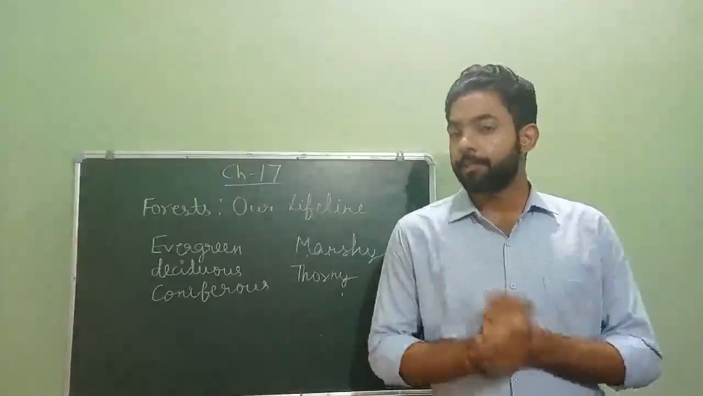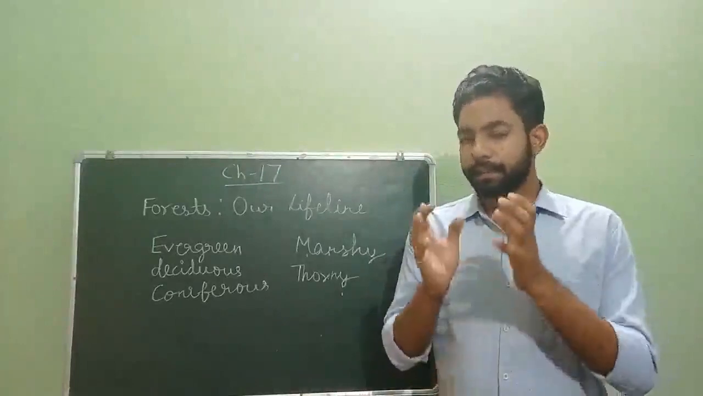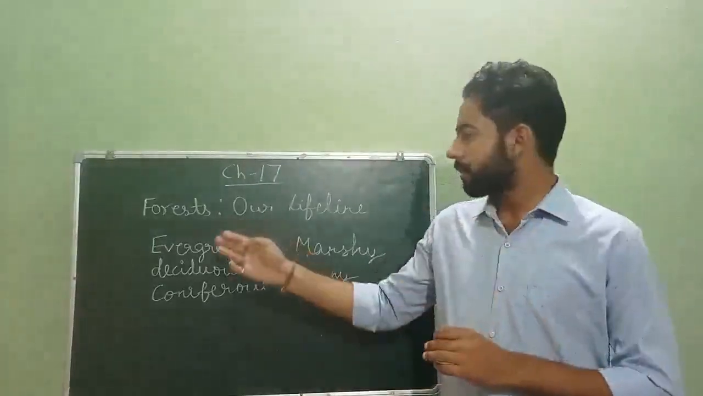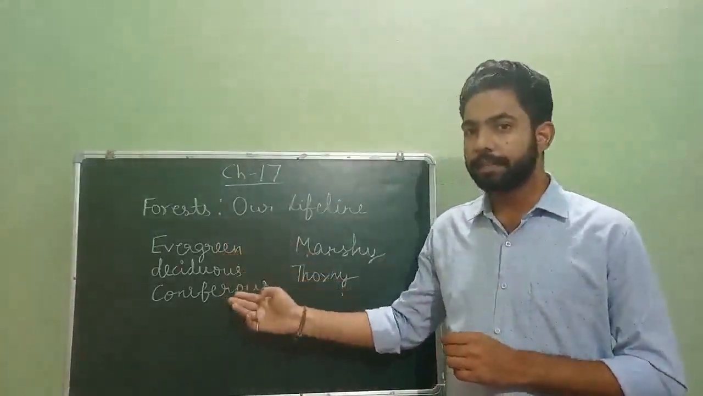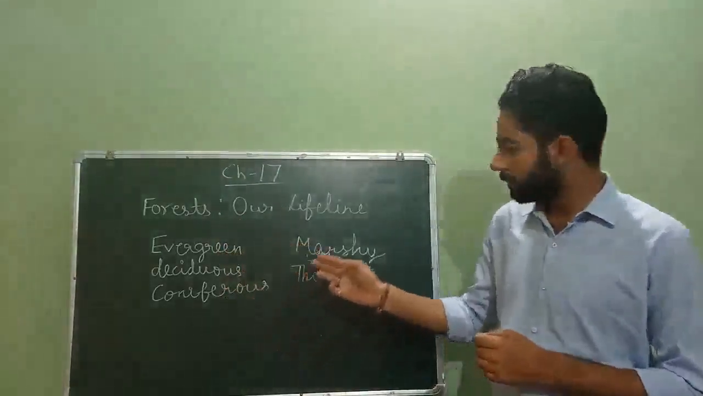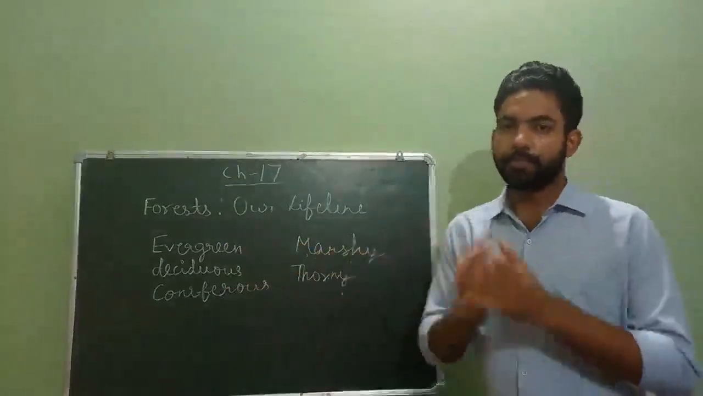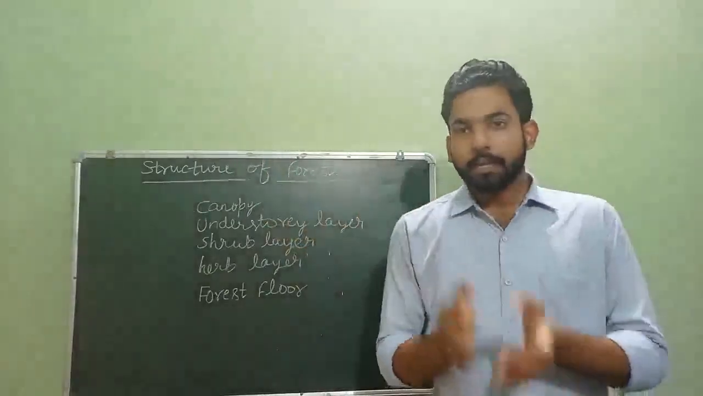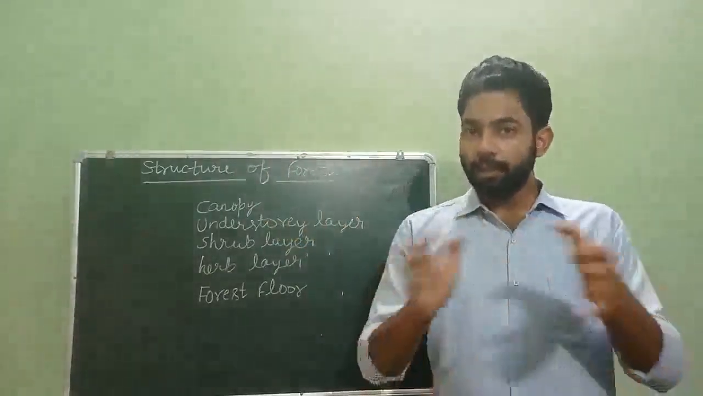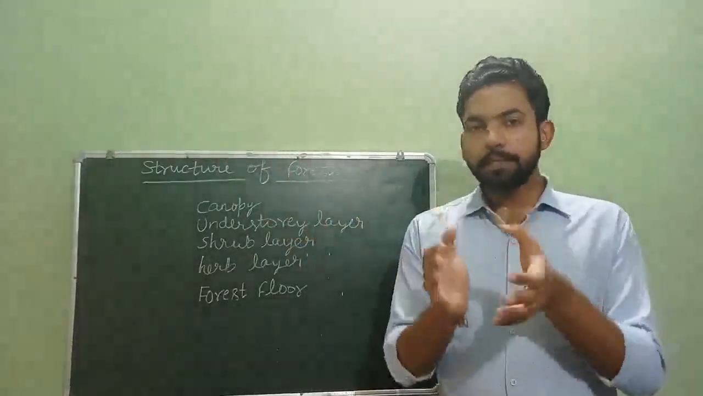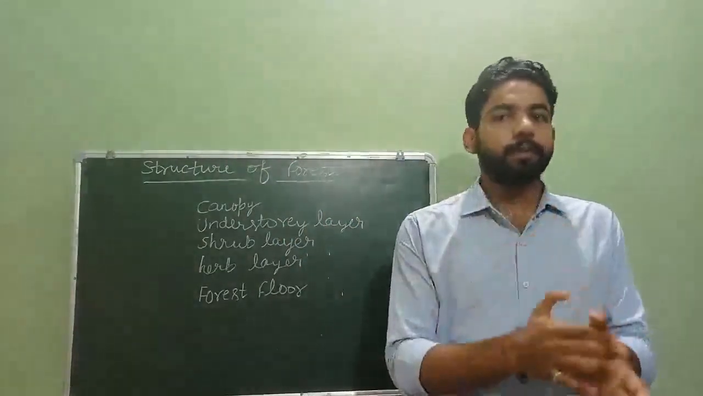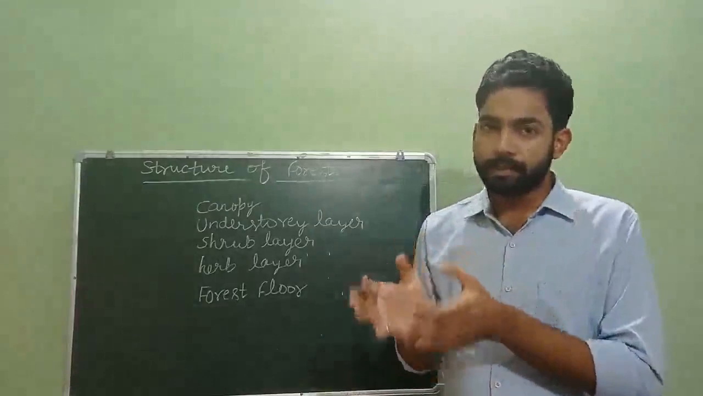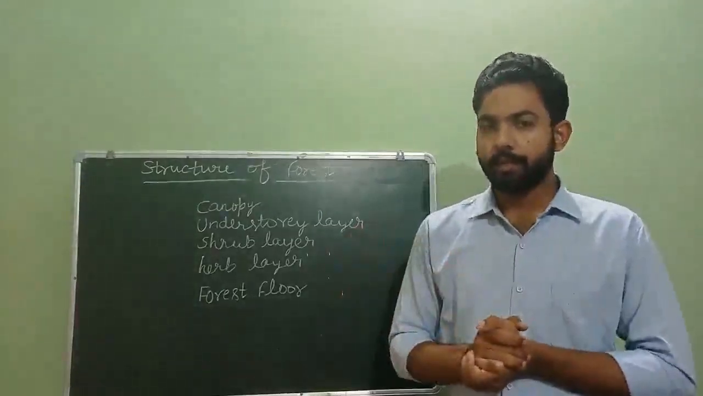There are different types of forests in India. These are categorized into 5 main groups: evergreen, deciduous, coniferous, marshy, and thorny forests. Now our topic is structure of forest. A forest area can be divided into layers. Each layer is a habitat of different types of animals, insects, etc.